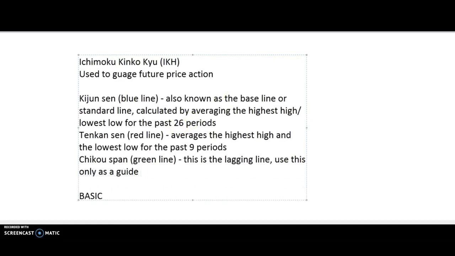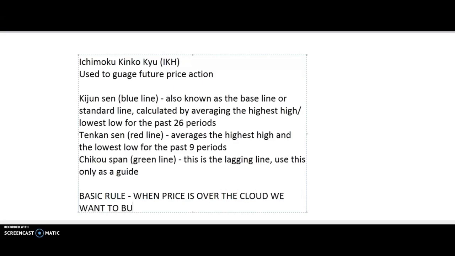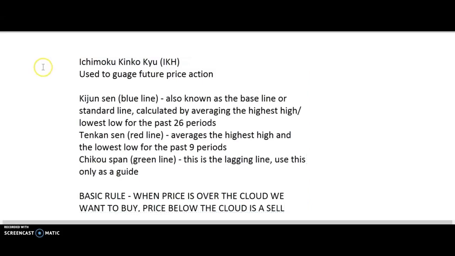And the basic rule is when price is over the cloud, we want to buy. And price below the cloud is a sell. Okay, so that summarizes Ichimoku Kinko Hyo.